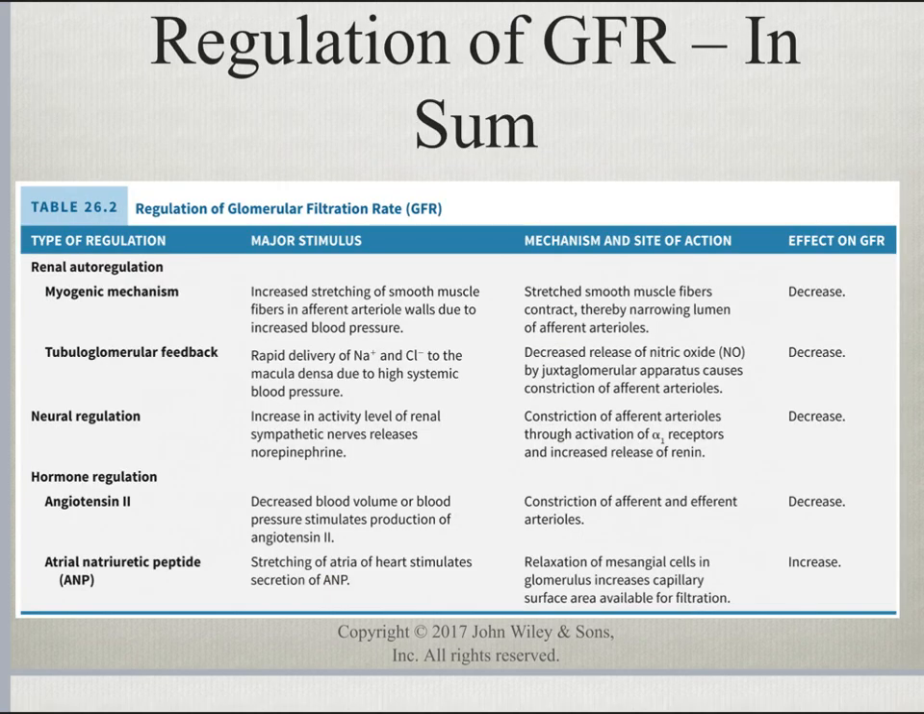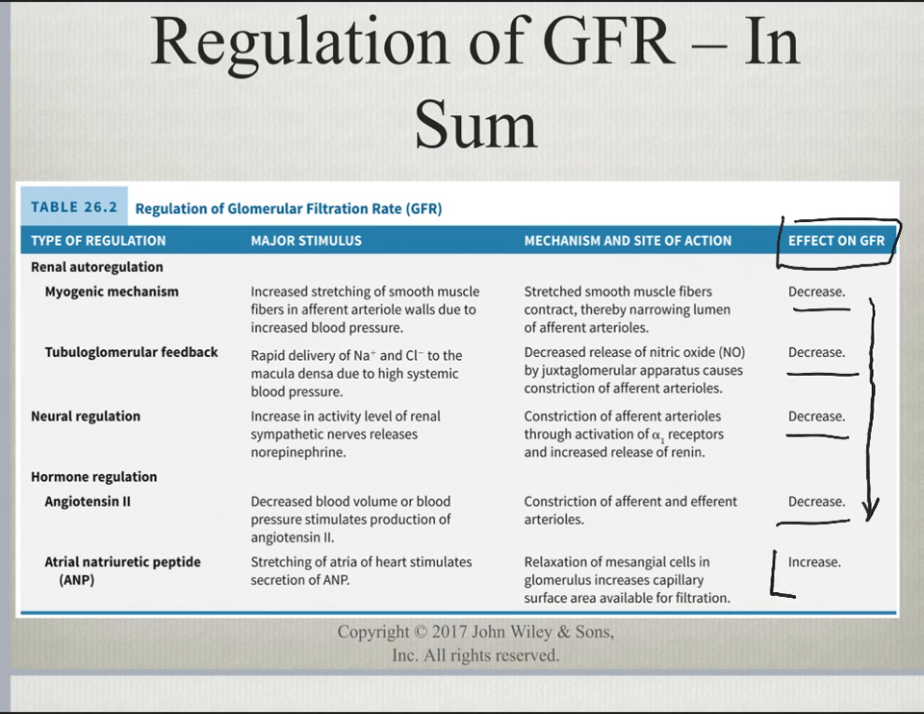Table 26.2 summarizes all parts of glomerular filtration rate and the regulation of it. So we can look at each and every one of the regulations, the stimulus that causes it, and the mechanism or the site of action and its effect on GFR. So first and foremost, I want you to go all the way to the effects on GFR and notice the trend. What we're doing is mostly decreasing GFR as a result of too high of a blood pressure being detected.